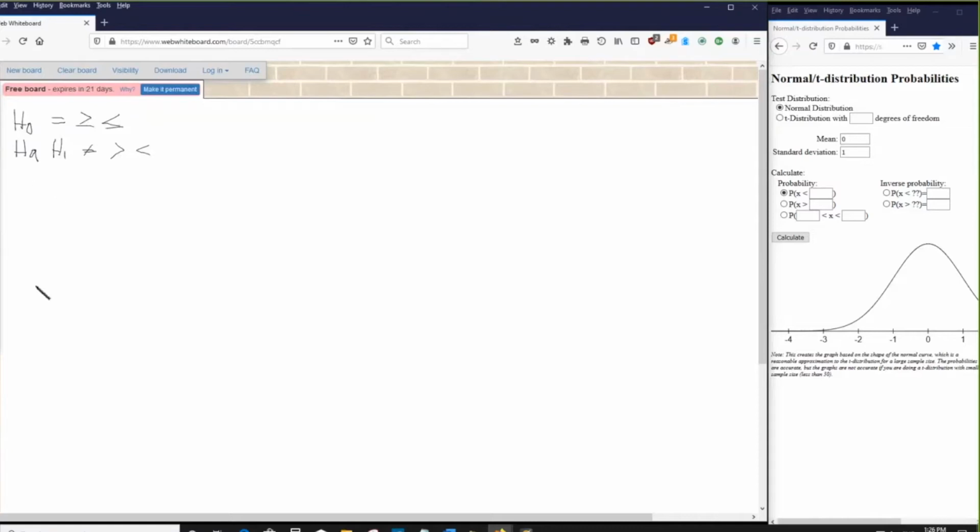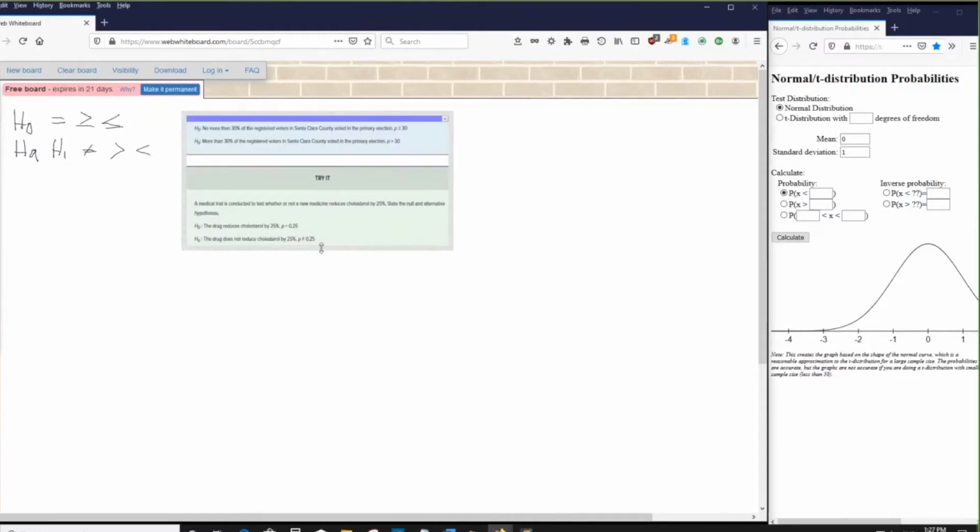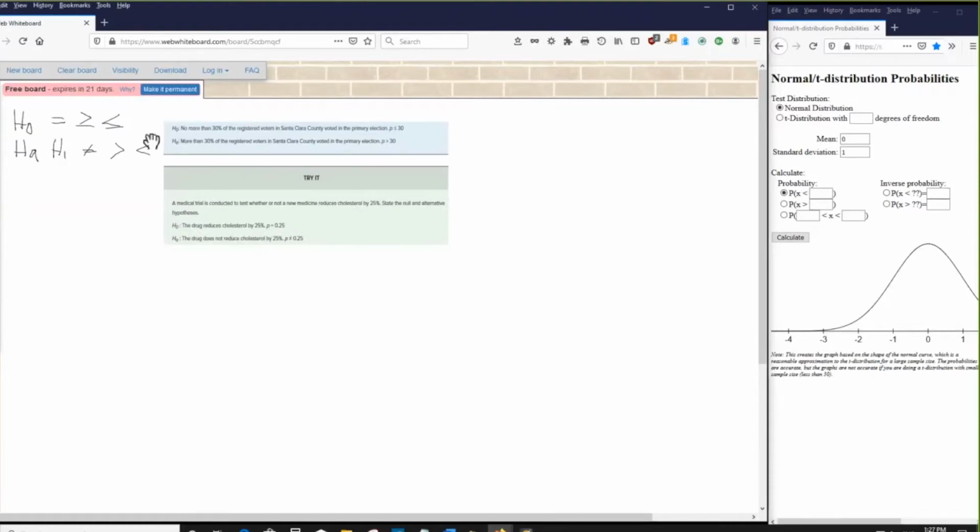So let's take a look at what some of these might look like. Here are some examples. The first one, for our null hypothesis, would say no more than 30% of the registered voters in Santa Clara County voted in the primary election. So we would write that P is less than or equal to 30. The alternative would be more than 30% of the registered voters in Santa Clara County voted in the primary election, so P is greater than 30.